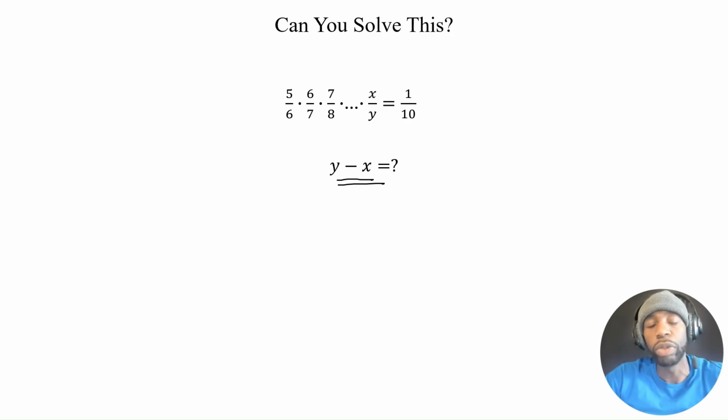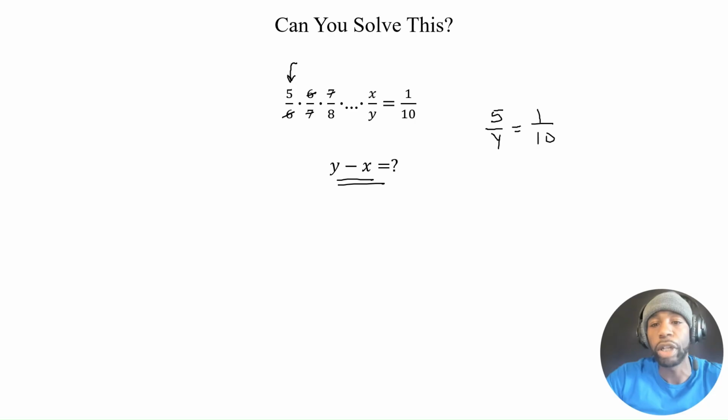So as we look at this, one thing that we notice is that when you multiply each fraction, the denominator of the former is going to cancel out with the numerator of the next every time. So by the time we get to x over y, x is going to cancel out with the denominator before it, and the only numerator that's going to remain is that 5. So what you have is 5 over y equals 1 over 10.